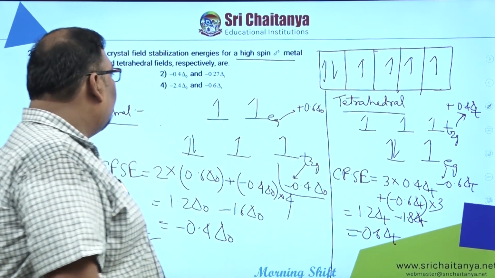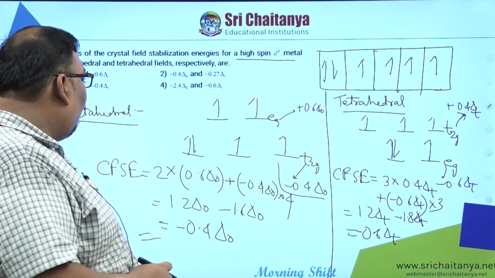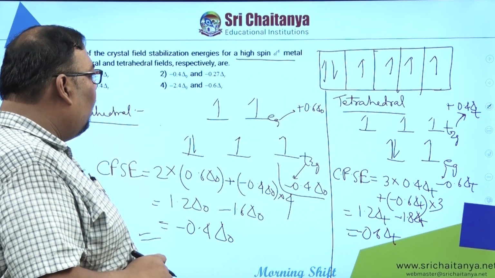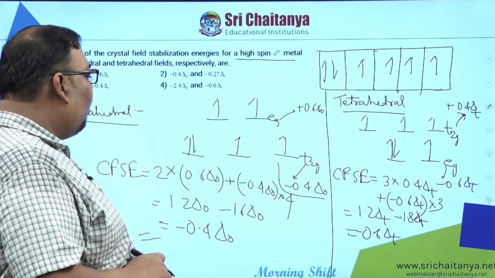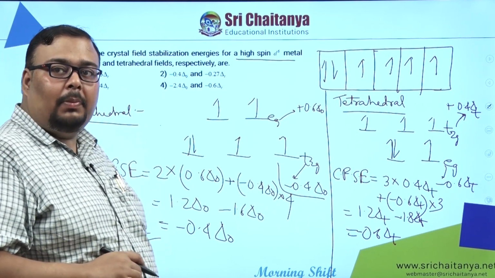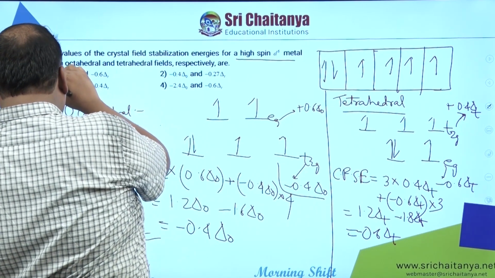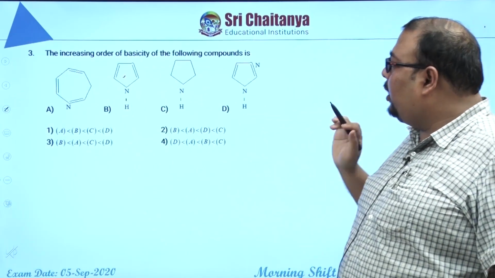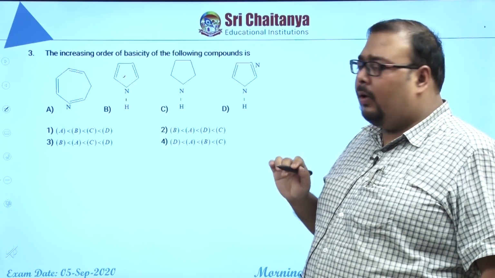So in this case, you see for octahedral, my value is coming out to be minus 0.4 delta naught, and for tetrahedral, it is coming out to be minus 0.6 delta T. So the correct option will be option 1. In the third question, they are asking the increasing order of basicity of the following compounds.